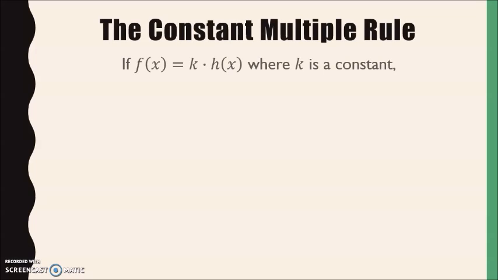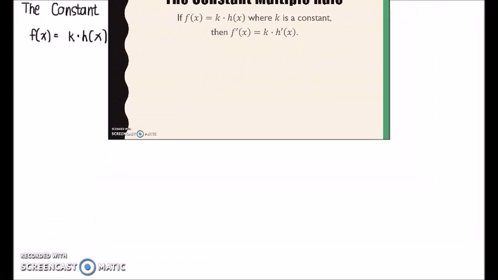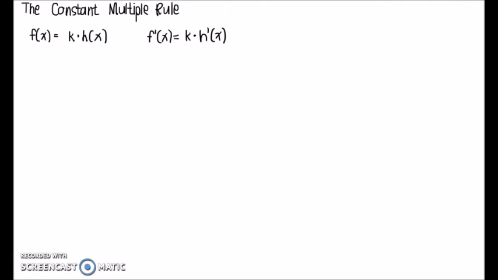It states that if f of x is equal to k times h of x, where k is a constant, then the derivative of f of x is equal to k times the derivative of h of x. So basically, what you'll do is just copy the constant, get the derivative of the function, and then afterwards simplify it by multiplying them. Now let's apply the constant multiple rule in some examples.